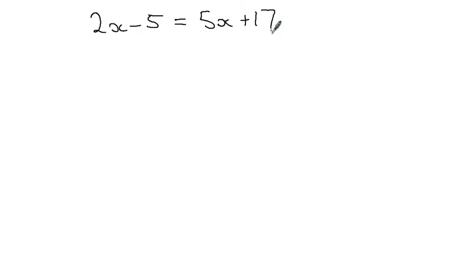Alright, 2x take away 5 equals 5x plus 17. So I've got 2 terms on the left-hand side and 2 terms on the right-hand side. Just as in the previous question, I want to get all my x's together first. Now, I've got 5 x's on the right-hand side, I've got 2 x's on the left-hand side. So I'm going to get rid of these 2 x's first, and I'll do that by subtracting 2x from both sides.